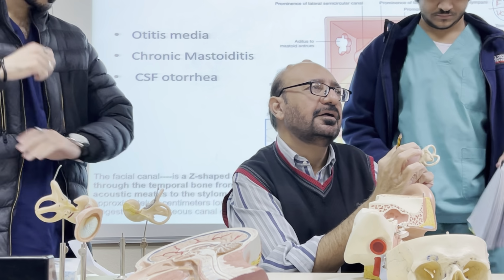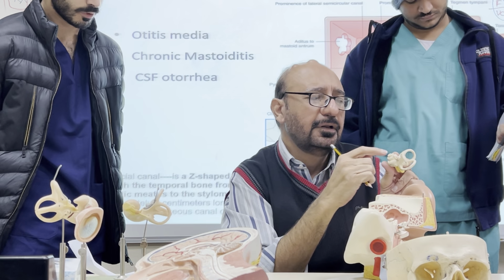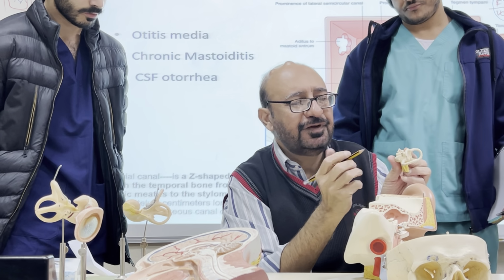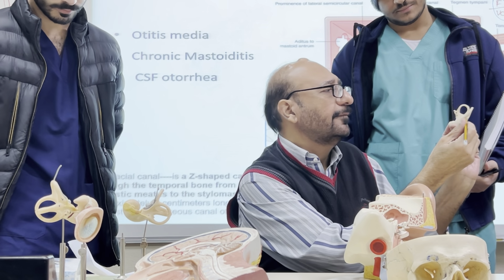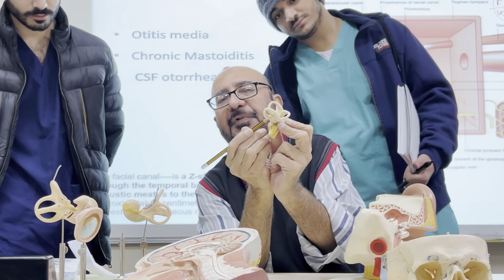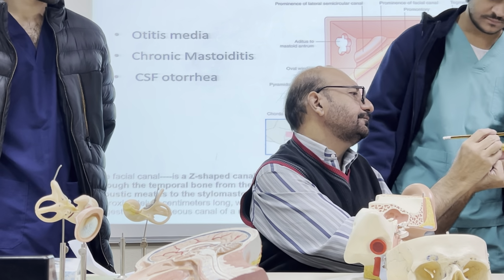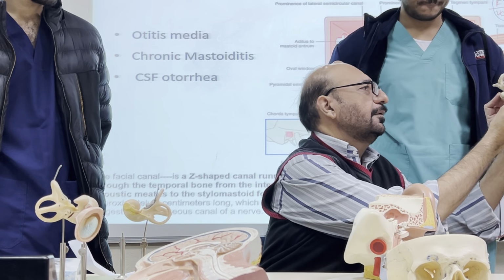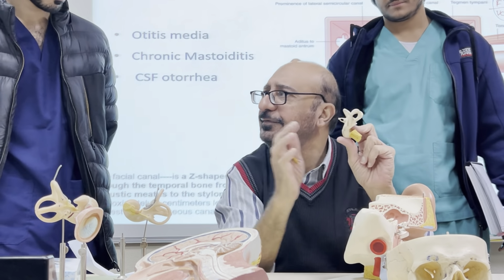Where is the stapes placed? Over the oval window. So we have a round window here. What is that? Wow. Round window. A small round window, here. Secondary tympanic membrane will cover it.